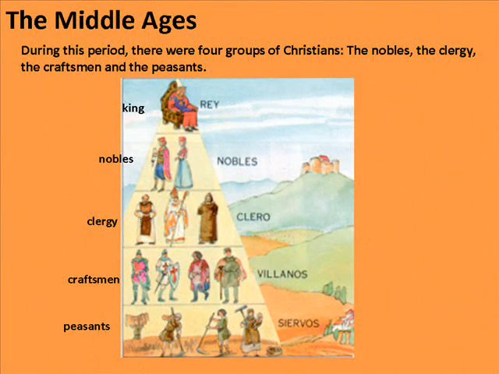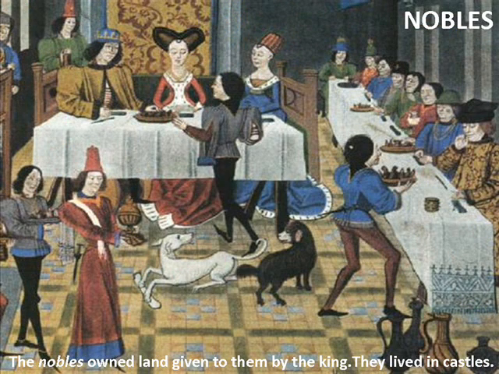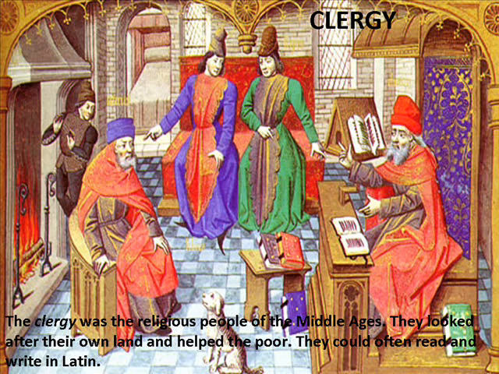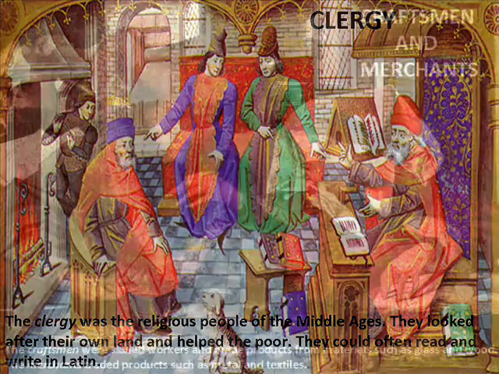During this period, there were four groups of Christians: the nobles, the clergy, the craftsmen, and the peasants. The nobles owned land given to them by the king. They lived in castles. The clergy was the religious people of the Middle Ages. They looked after their own land and helped the poor. They could often read and write in Latin.